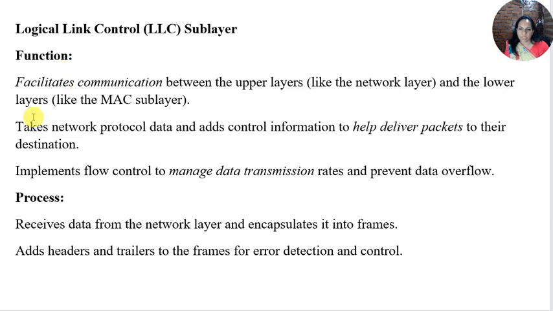The functions of LLC: it facilitates communication between the upper layers and the lower layer, takes network protocol data and adds control information to help deliver packets to their destination, and implements flow control to manage data transmission rates and prevent data overflow. It receives the data from the network layer, encapsulates it into frames, and adds headers and trailers to the frames for error detection and control.